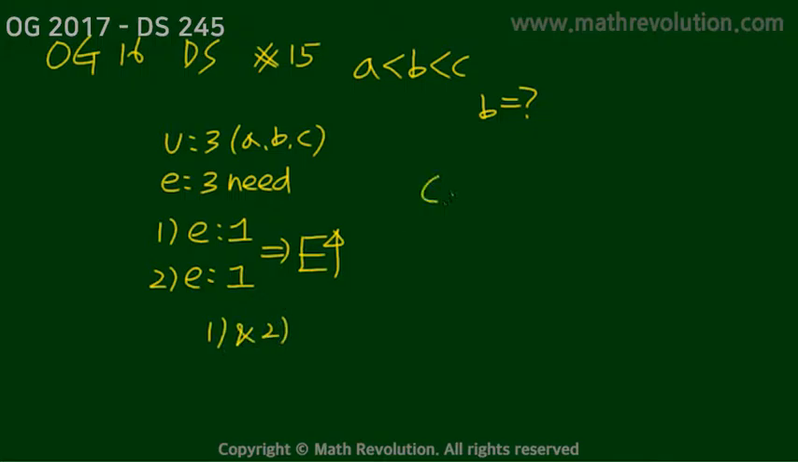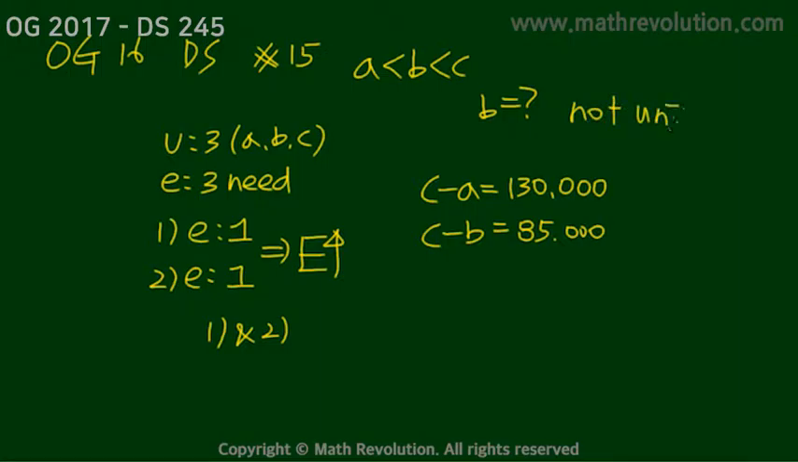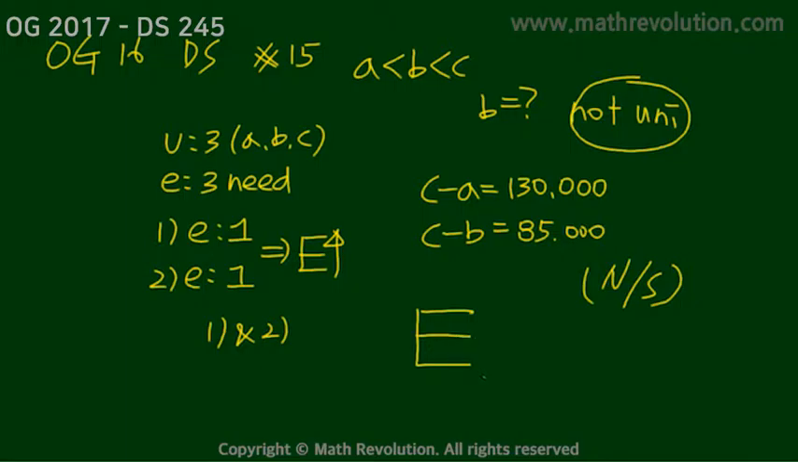And the condition 1 states C minus A equals $130,000. And the condition 2 states C minus B equals $85,000. So using both of the equations, we cannot obtain unique value of B. So the conditions become not sufficient and the correct answer choice is E. Please remember that answer has to be unique.